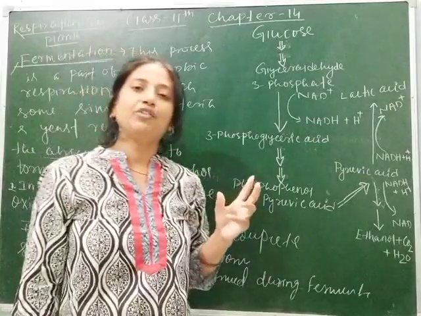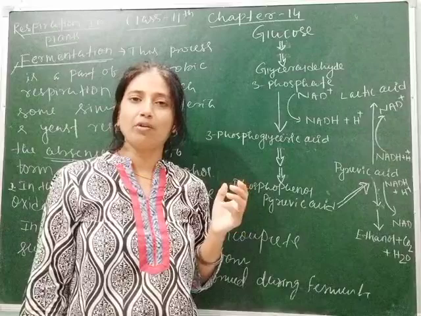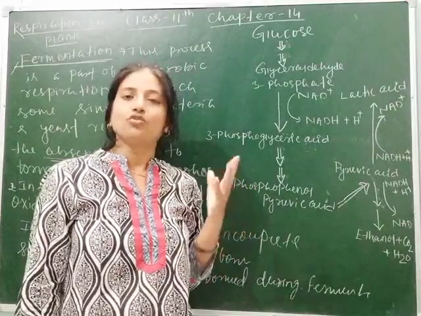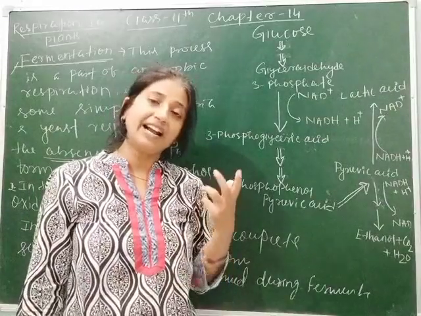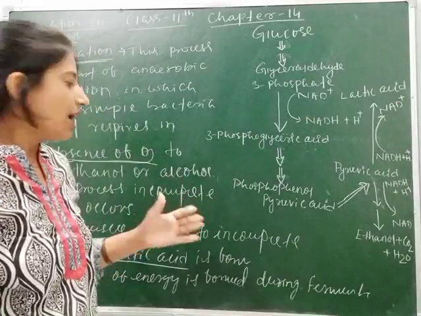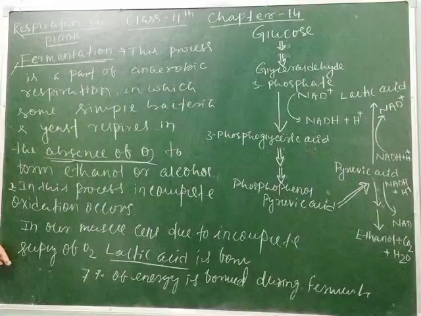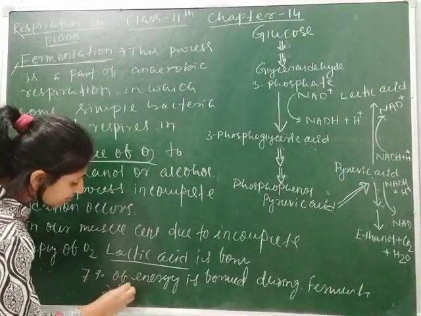Through anaerobic respiration, the total number of ATP formed is 2. You know about this. So how is this ATP formed? When we study aerobic respiration and the electron transport system in respiration, then we will know how the number of ATP is formed. That's why we can say only 2 ATP are formed.